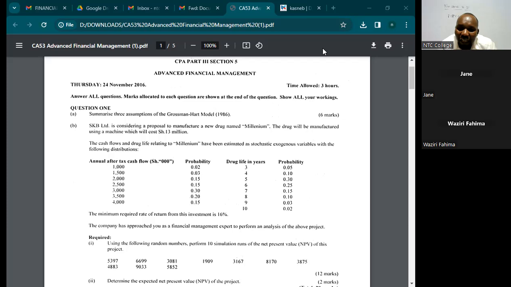If it is an NPV question, the drug will be named or will be called Millennium. The drug will be manufactured using a machine which will cost 13 million. So the examiner has given you the cost of the machine, and that is the initial cost of investment.